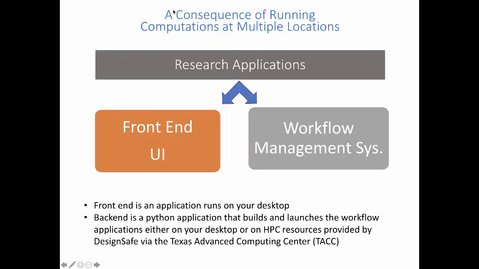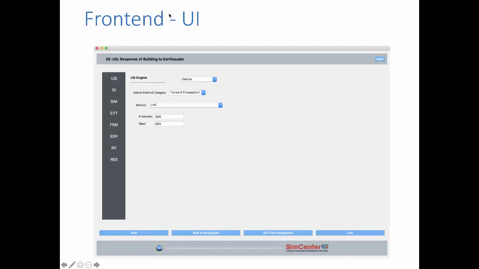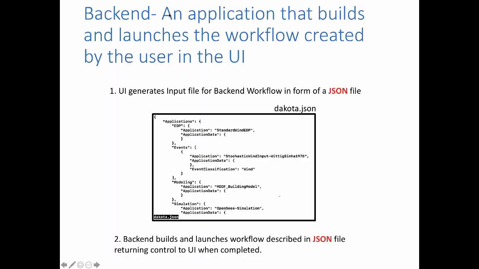To do this, we've had to split the applications into two. We have the front-end user interface, and then the back-end workflow management system that actually runs the workflow. So the front end is just your typical desktop application which you interact with. It's the front end that launches the back end workflow. It provides it with an input file. The back end workflow management system reads the input file, figures out what the workflow is, launches the workflow, and then when it's done, it returns control to the user interface. And I'll go over this in detail later when we get into the application itself.